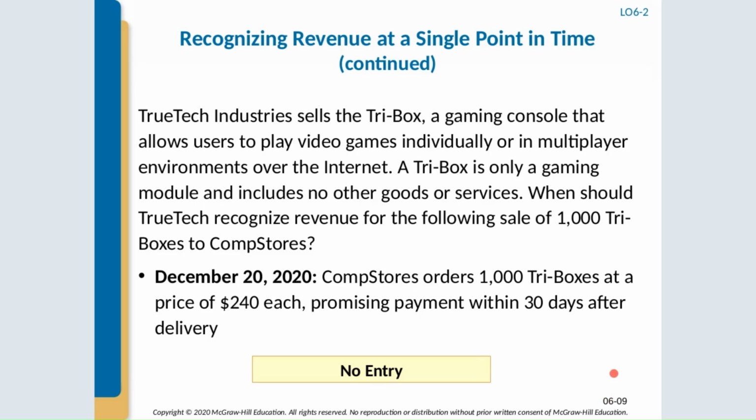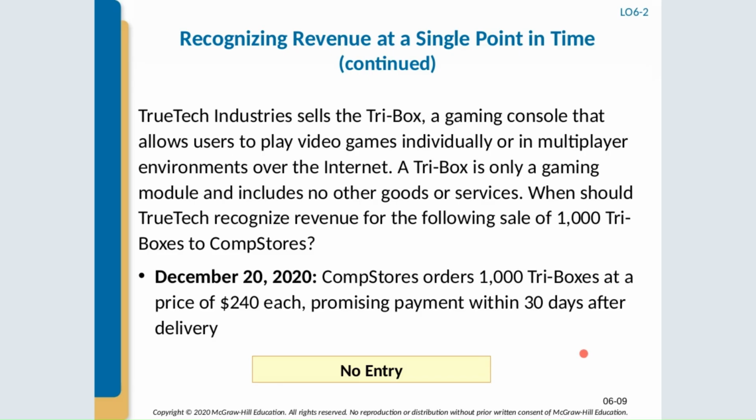Okay, so we have an example here. True Tech Industries sells a Tri-Box, a gaming console that allows users to play video games individually or as multiplayers. It is a module and includes no other goods or services. When should True Tech recognize revenue? So on December 20th, 2020, Com Stores orders 1,000 Tri-Boxes at a price of $240 each, promising to make a payment 30 days after delivery.